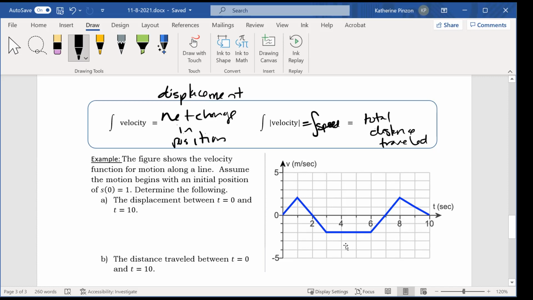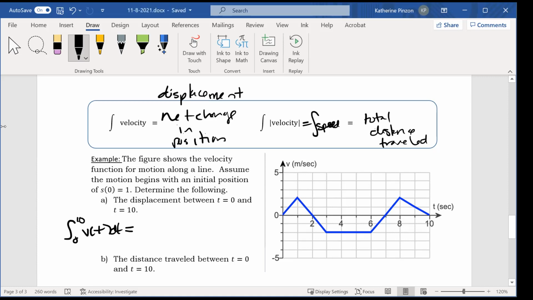Find me the displacement between t equals 0 and t equals 10. So what am I looking for if I want to find the displacement between 0 and 10? The integral from 0 to 10 of the velocity function. The problem is I don't have an equation for this velocity function, right? So how am I going to find the integral?